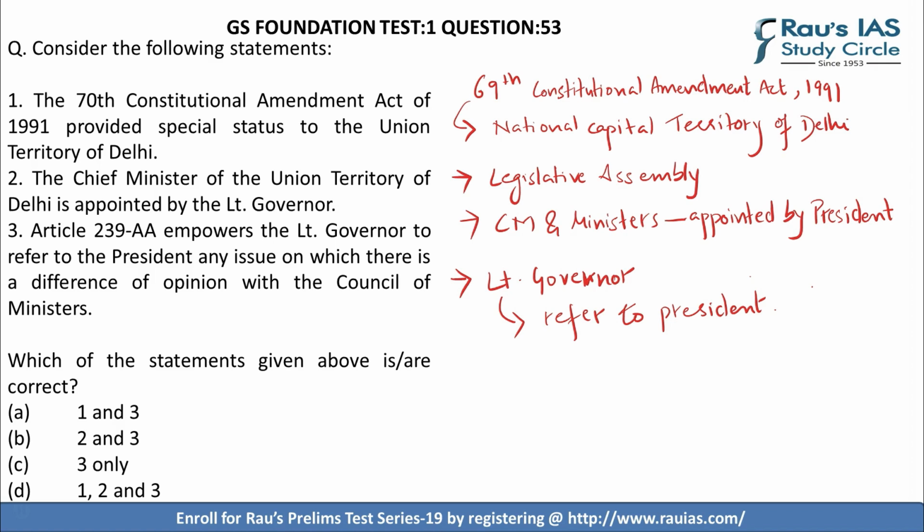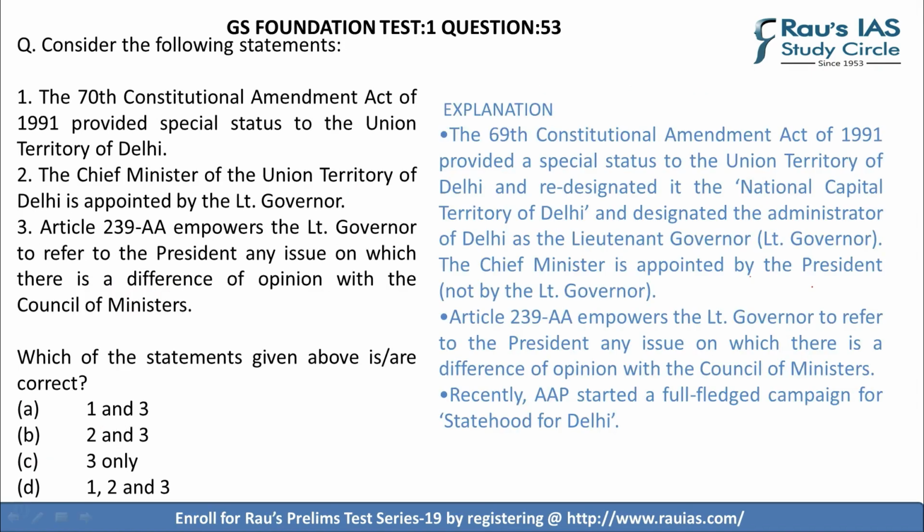The first statement of the question, the 70th Constitutional Amendment Act provided special status to the Union Territory of Delhi, is wrong because we have seen it was the 69th Constitutional Amendment Act. Second, the Chief Minister of the Union Territory of Delhi is appointed by the Lieutenant Governor. This is also wrong. The Chief Minister and the other minister are appointed by the President. Third, Article 239AA empowers the Lieutenant Governor to refer to the President any issue on which there is a difference of opinion with the Council of Ministers. This statement is right. Therefore, your correct answer is C, 3 only. For more information, please look at the explanation.